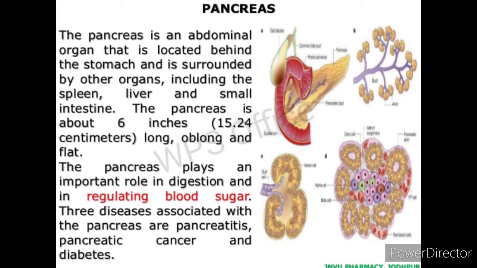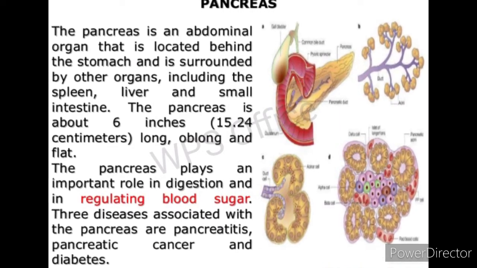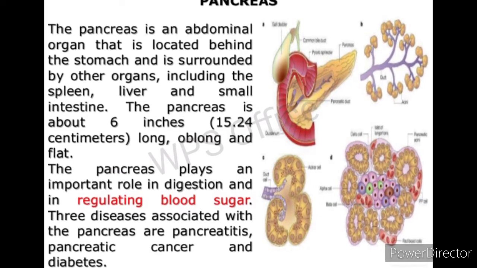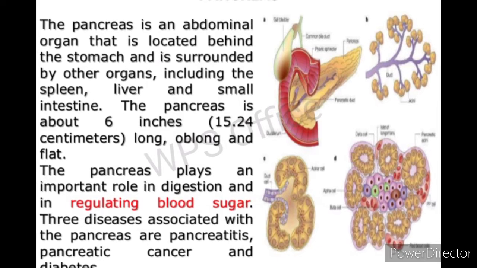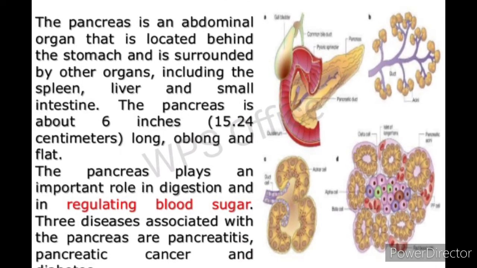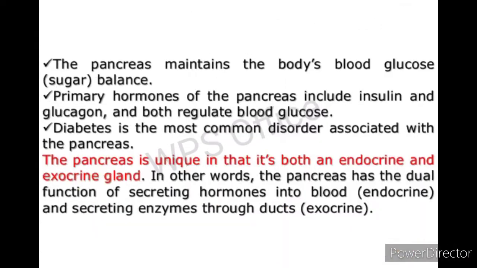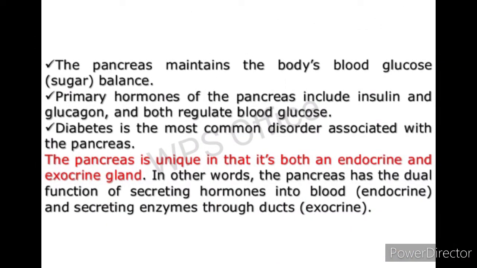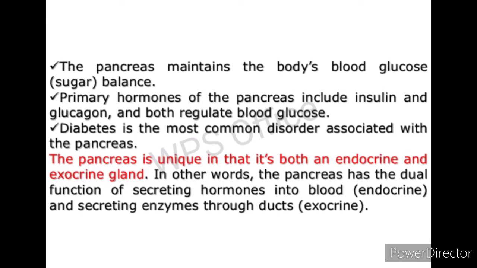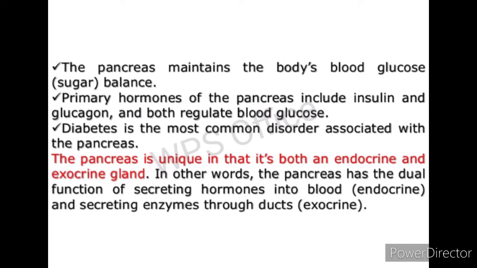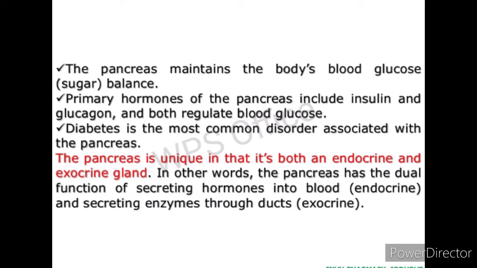Next is the pancreas. The pancreas is an abdominal organ situated behind the stomach and surrounded by other organs, including the spleen, liver, and small intestine. This pancreas plays an important role in digestion and regulating blood sugar. The pancreas maintains the body's blood sugar balance, blood glucose. The primary hormones of the pancreas include insulin and glucagon, and both regulate blood glucose.